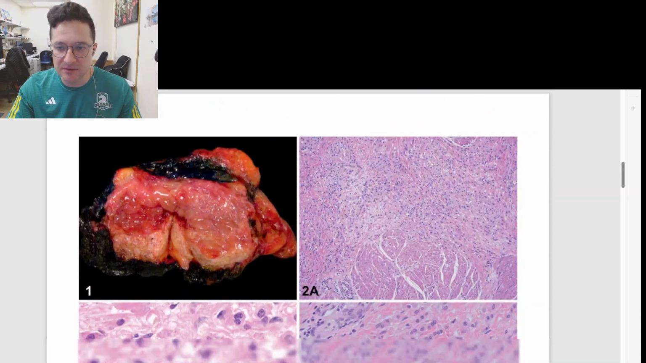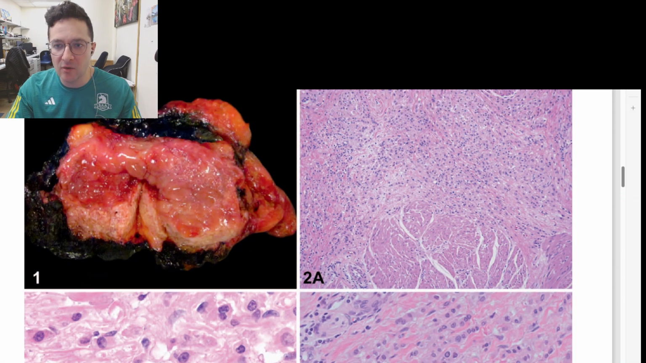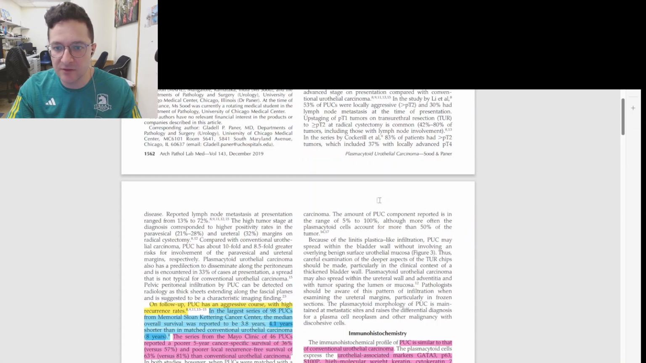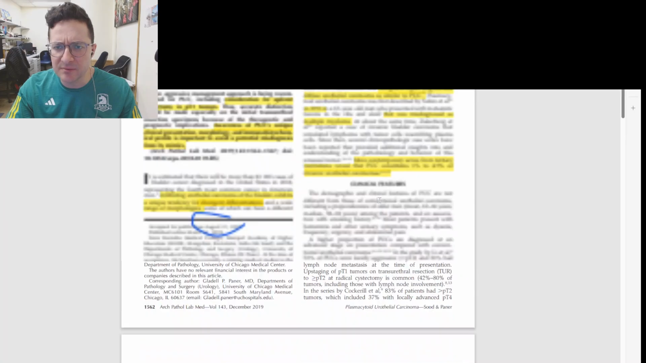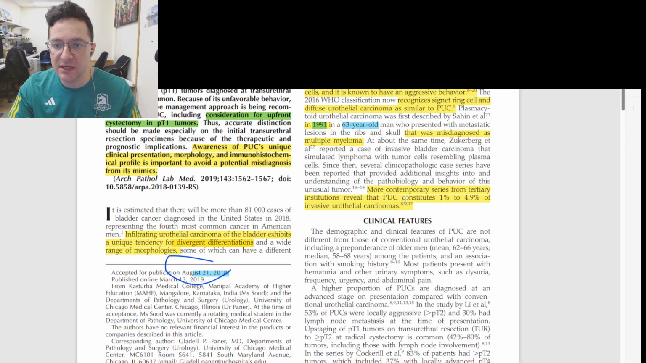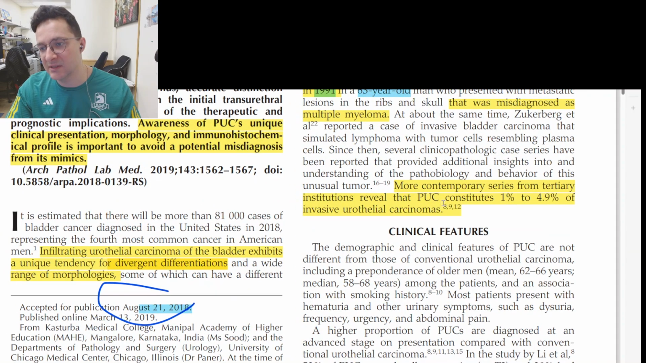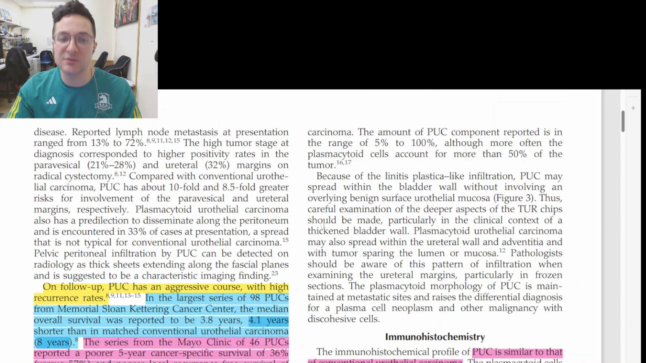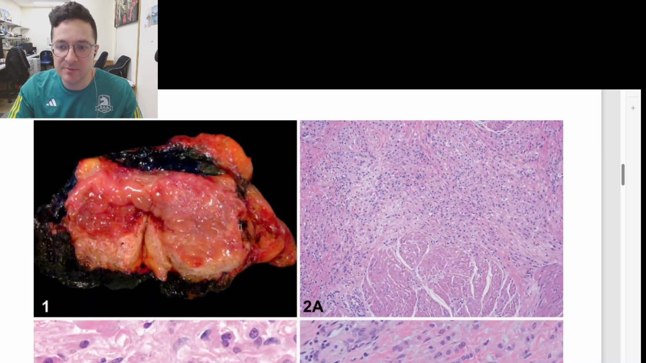So let's look at the cytology for these cases. They also say how many cases of these account for incidence or something. Oh, check this out. This is why this case is cool. In most contemporary series from tertiary institutions, this type of variant accounts for 1 to 5% of all urothelial carcinomas. So this thing is rare, and it's good to keep in mind.